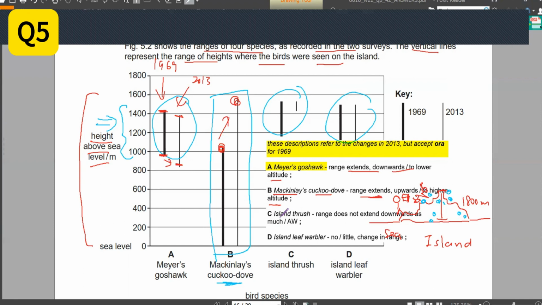Next, for C, we can see there are some clear changes. The range does not extend downwards as much. This one has quite a big range, but in 2013 the range decreased. For D, we can see almost no change, little change. So this is the kind of answer we are expected to give, to clearly discuss the changes.